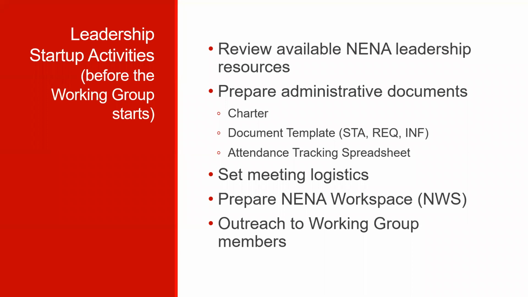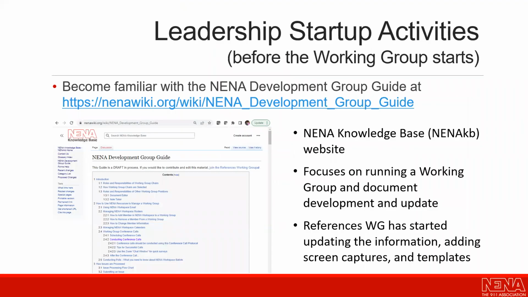Okay, so before the work group actually starts, there are some key things you want to do. You're going to want to become familiar with where your resources are. There are several administrative documents that you'll need to prepare if you haven't done so already. You'll need to set meeting logistics if you don't already have the day and time of the phone call that's going to occur each week established. You'll need to get on and prepare the NENA workspace, and then you're going to want to do some initial outreach to the work group members and get them prepared so that you can hit the ground running when the group starts.